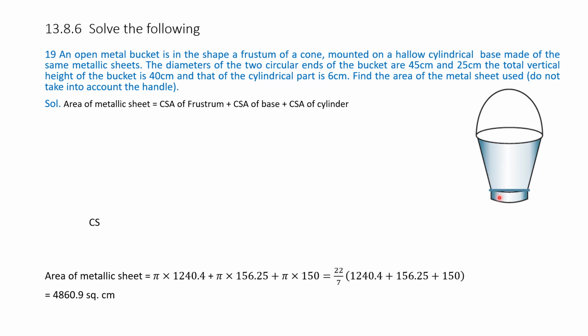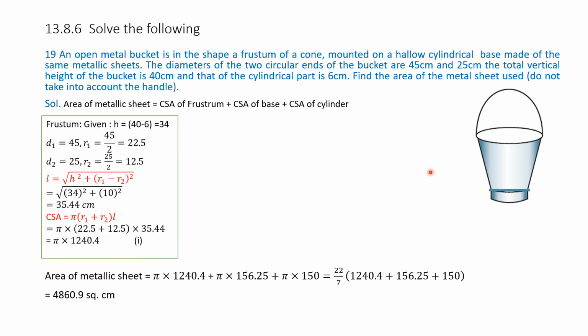Now the cylindrical part, that is the stand of the bucket, is to be calculated. Therefore, the area of the cylinder is 2 pi rh. That is equal to 2 into pi into r, which is 12.5, the radius of the bottom, into 6, where 6 is the height of this cylinder. Therefore, that is pi into 2 into 12.5, which is 25, 25 into 6 is 150. Therefore, pi into 150 centimeter square. Let it be equation 3.